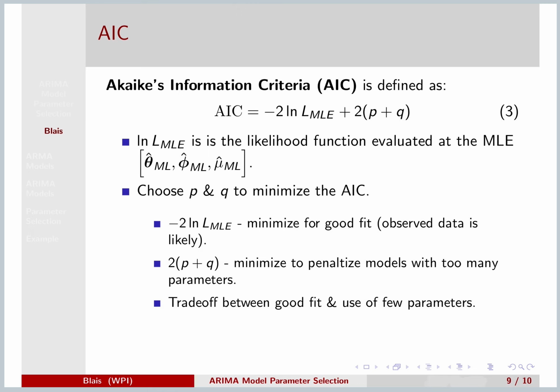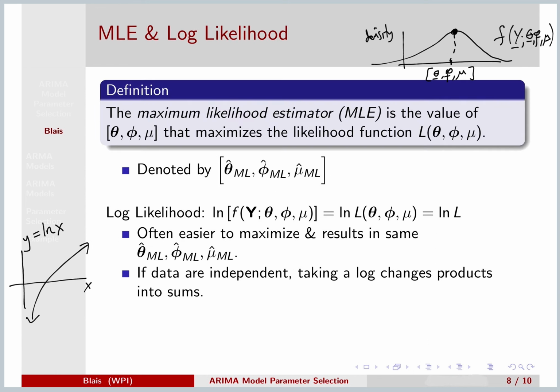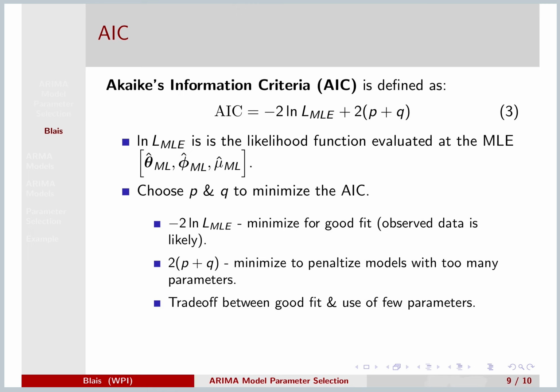Once you have this estimate for the maximum likelihood estimators, we then have some standard criteria that's used to determine the values of P and Q. So the AIC is one criteria for choice of P and Q, and it's defined in the following way.